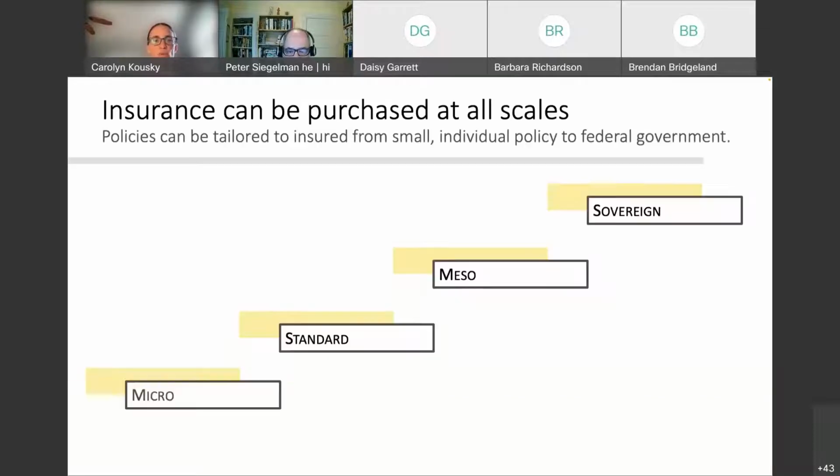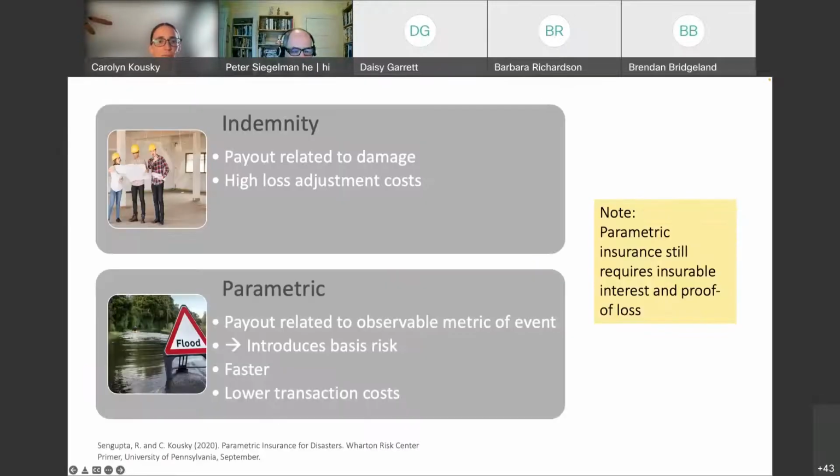And of course, insurance can be purchased at all scales. Globally, a lot of inclusive insurance tends to just be referring to microinsurance. We've been looking at other models as well, although there's also been some meso insurance models, by which I mean a nonprofit or a community group purchases insurance on behalf of other people. I'm going to tell you about one pilot of that in a second. And then, of course, there's sovereign level, country level insurance, but I'm not going to be talking about that today.